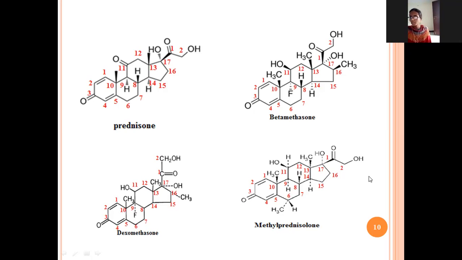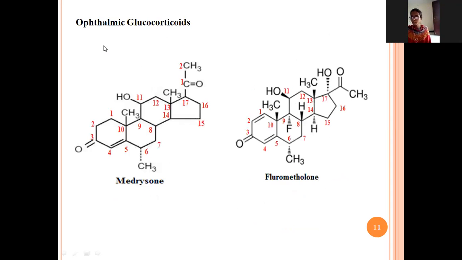2-hydroxyacetyl group is attached. See here, this is the phenanthrene ring. Six members are the phenanthrene ring, and here this is a 5-member ring, that is cyclopentane. In the 3rd position, oxygen. In 6th, 10th and 13th position, methyl groups. In 11th and the 17th position, hydroxyl groups, and in 17th position, 2-hydroxyacetyl group is attached. Next, ophthalmic glucocorticoids.